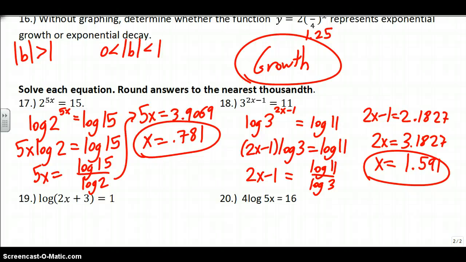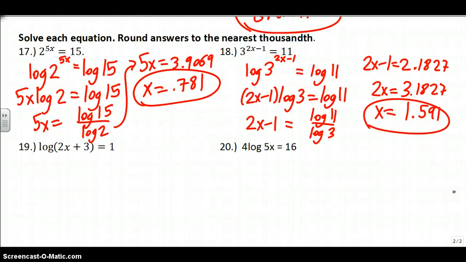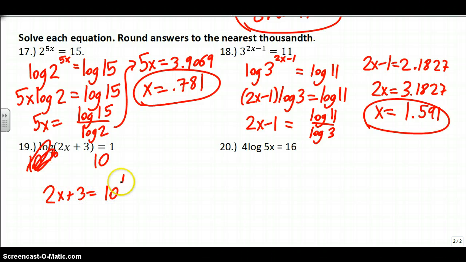Alright, and last but not least, these logs. As long as the log is by itself, it's just log of something equals a number, you can go ahead and bump that base. This base, when they don't write it, is 10, of course, so you're going to bump both sides by 10. The 10 and the log 10 will cancel each other out, so you're left with 2x plus 3 equals 10 to the first, which conveniently enough is just 10. And look at this equation. You could have done this back in 6th grade. 2x equals 7, which means x equals 3.5.